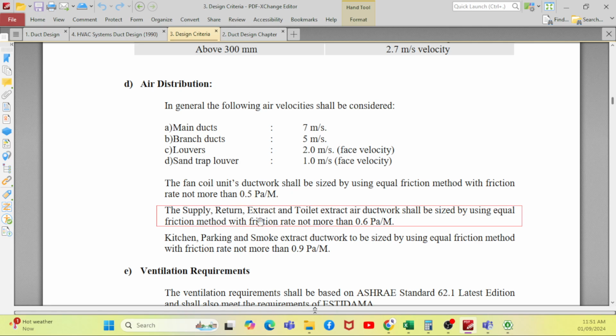If you are going for other equipment like an AHU or general fans, you can go up to, for example, 0.6 to 0.8 Pascal per meter. Why is there a range? Because you cannot go with exactly the same value, because of the duct design.